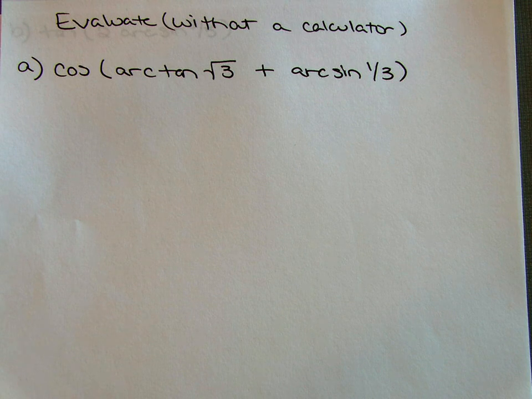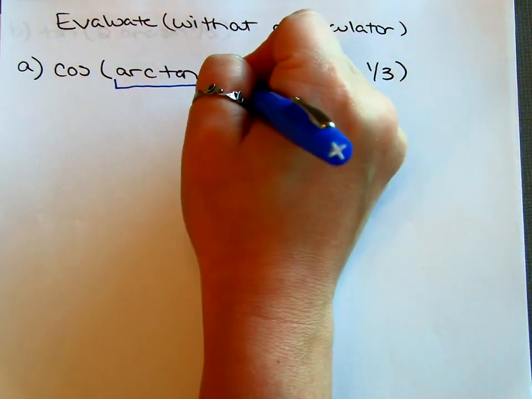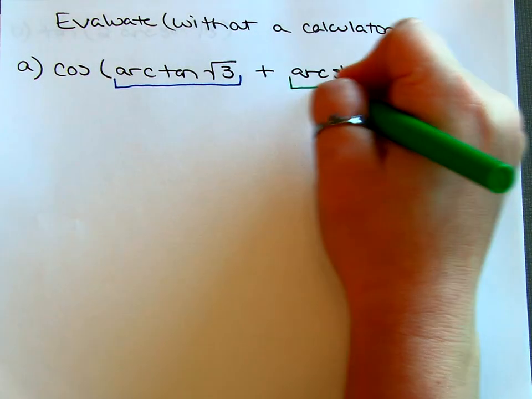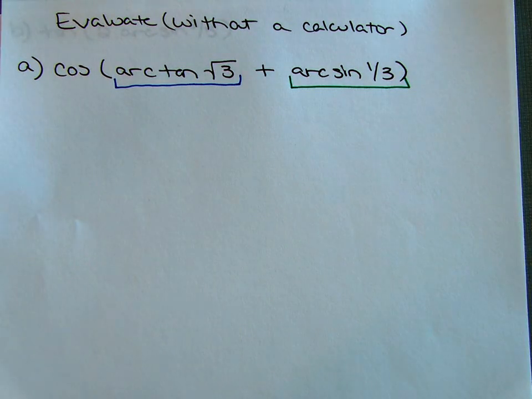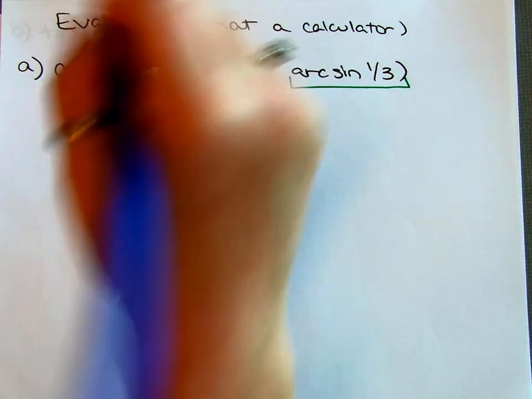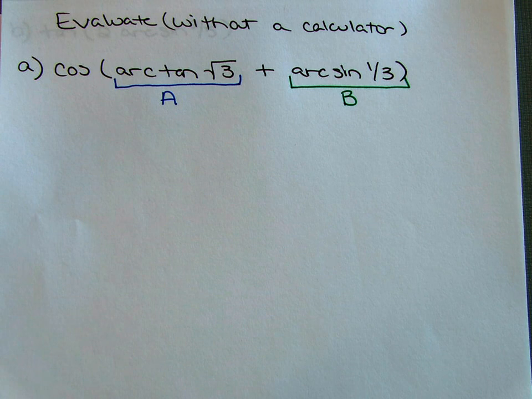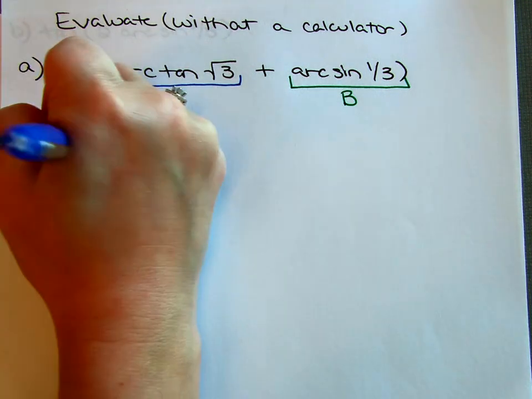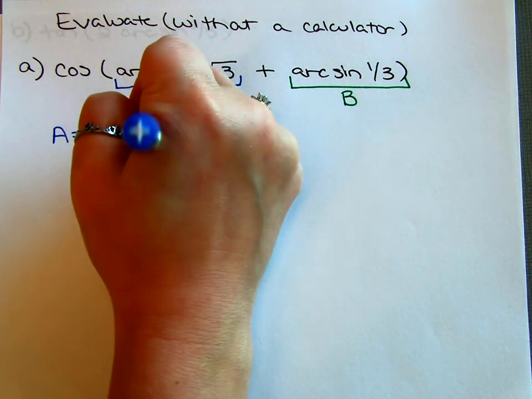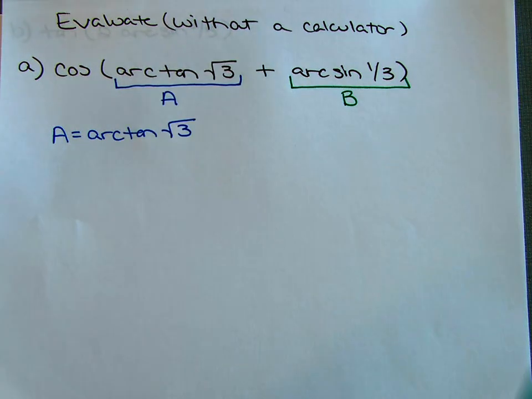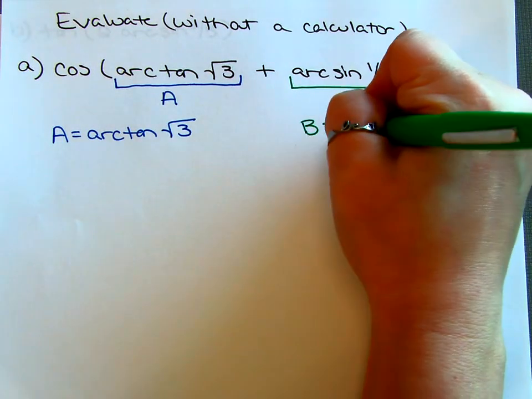Now, on the previous examples, we just had one theta in terms of what was inside. But here, because we have this plus, we really are dealing with two different things. We have our arctangent and we have our arcsine. So instead of calling them theta because they're not the same thing, we're going to call them A and B, just a way for us to differentiate them. So we're saying A equals the arctangent of radical 3, and B equals the arcsine of 1/3.